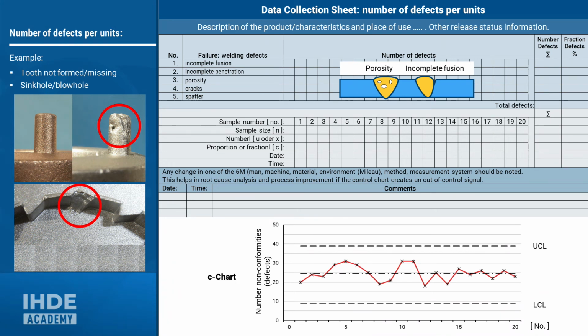In this case, the sum of all errors in the sample would then be entered in the C chart shown below. Here too, exceeding the control limit would indicate that the monitored process is no longer under control. Then the cause would have to be found and the process readjusted. Of great help would again be the records of changes in one of the 6M.